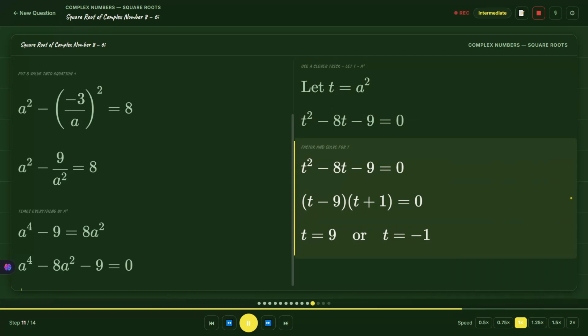We need two numbers that times together give minus 9 and add up to minus 8. That's minus 9 and plus 1. So t can be 9 or minus 1.